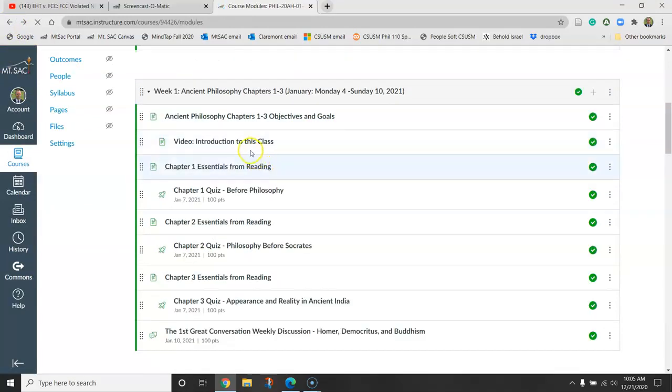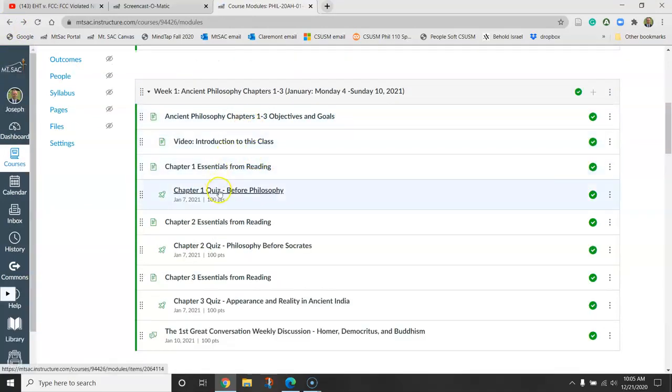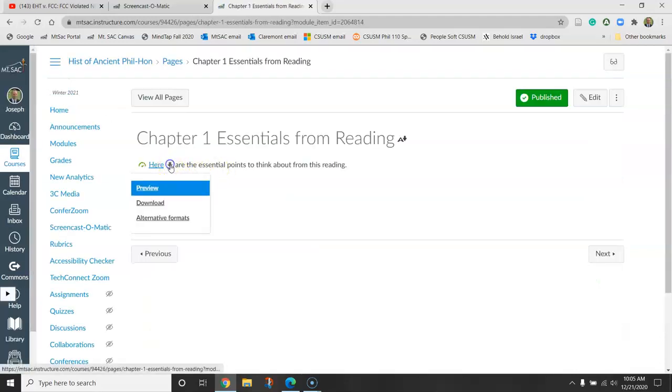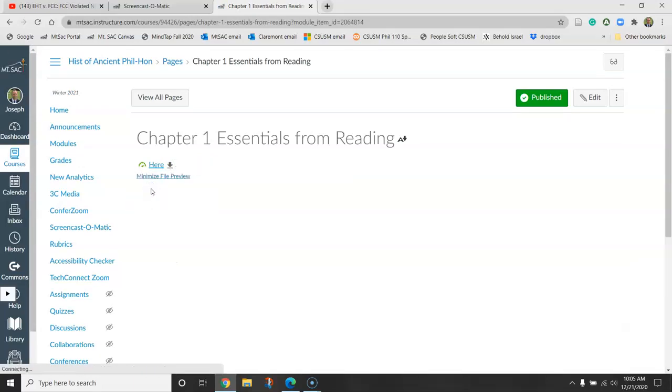Then, if you have a quiz, you're always going to have this. For each quiz, for each chapter, you're going to have something called the essential readings, or essentials from reading. You can download it if you want or just preview it. These are the real important salient features of each reading. If you just look at this, would you be able to do a quiz? Heck no. But if you look at this and then you do your reading, you'll know, okay, this is what I should know. So when I get to this part in my reading, okay, that's something Joseph told me is essential.